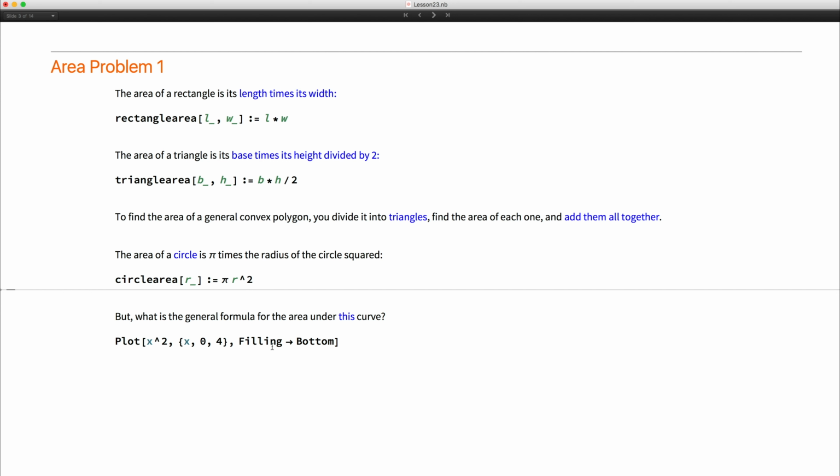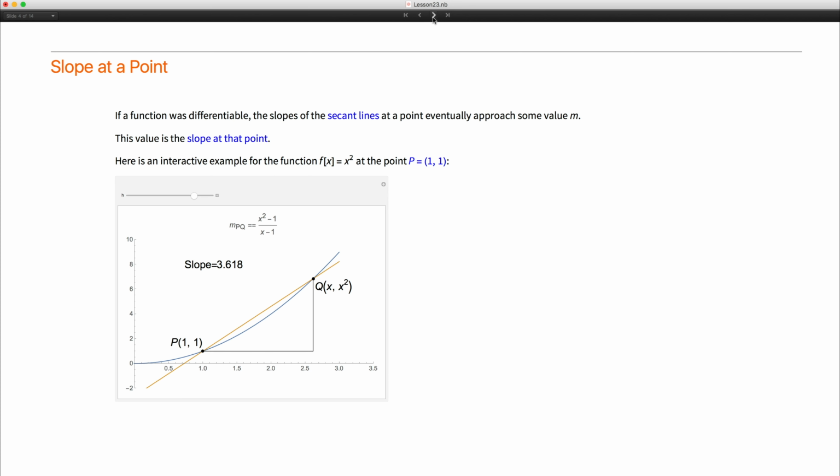Let's say you have this parabola, and you want to find the area under the parabola. How do you work it out? To motivate the discussion, let's recall the idea of the slope at a point. If you have a differentiable function, then the slopes of the secant lines at a point will eventually approach some value m, which is the slope of the tangent at that point.